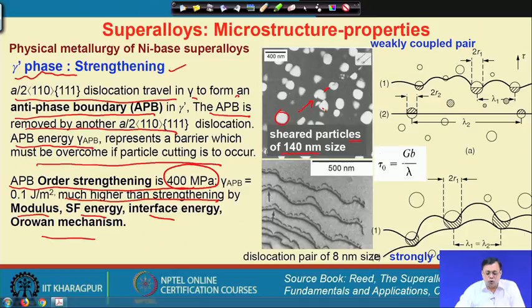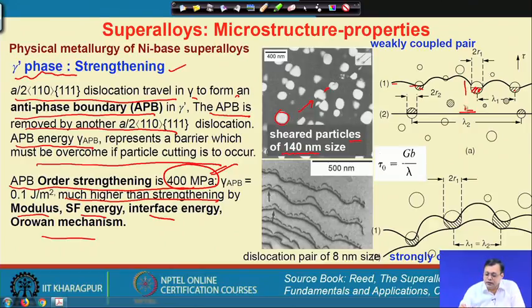Because of the ordered nature of the precipitate of this gamma prime phase, it provides a much higher strengthening effect than any other kind of mechanism. However, if I consider a dislocation, it basically needs two dislocations to turn an antiphase into a phase, which I explained a few minutes ago. Consider these are the particles, and one dislocation passes, and then I have an antiphase. So I need another dislocation to pass, and only then does it become a phase, right.